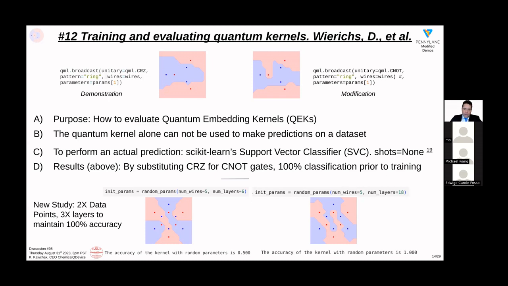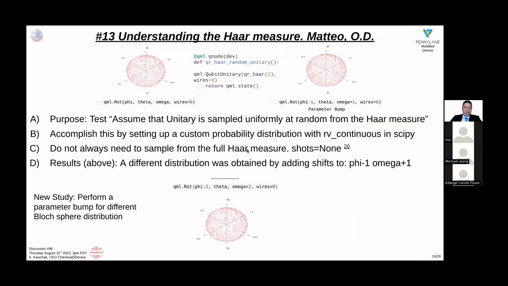And so they say the accuracy of the kernel with random parameters is 1. Okay, so this next one is basically the distribution of data points over the qubit sphere. There's a limited amount of things you could do with this specific model. Again, I did a parameter bump, and it puts the data in a different configuration over the Bloch sphere.